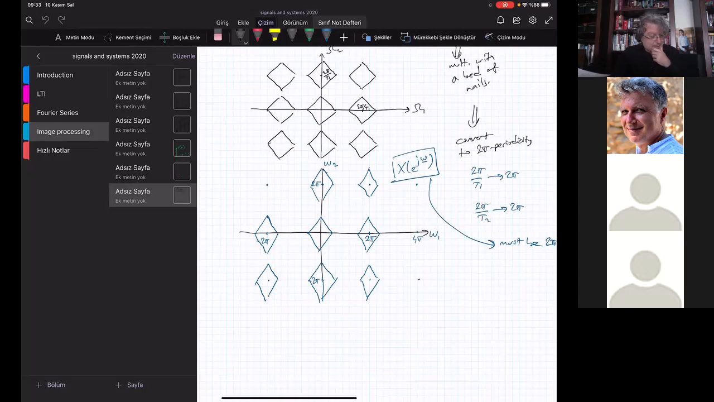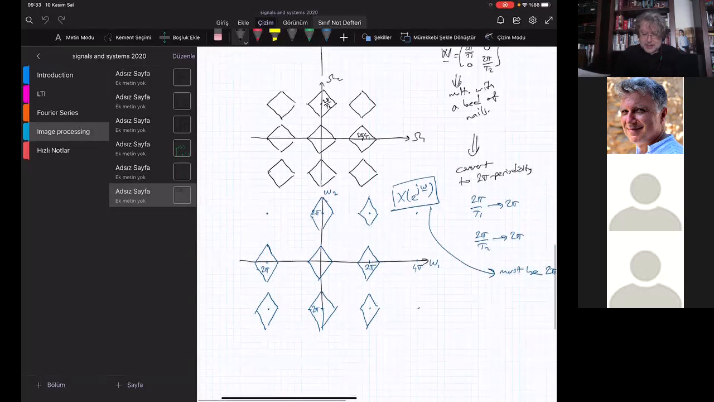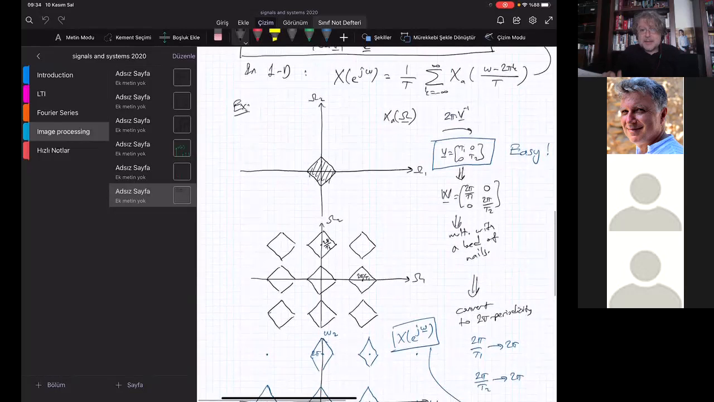Now, there exists a problem when the sampling grid is not rectangular. For example, this V that we can see here is T1, 0, 0, T2. So it's a diagonal sampling matrix. And with that sampling matrix, the frequency periodicity that we have will be 2 pi over T1, 0, and 0, 2 pi over T2, which will very easily make replicas of the central shape.